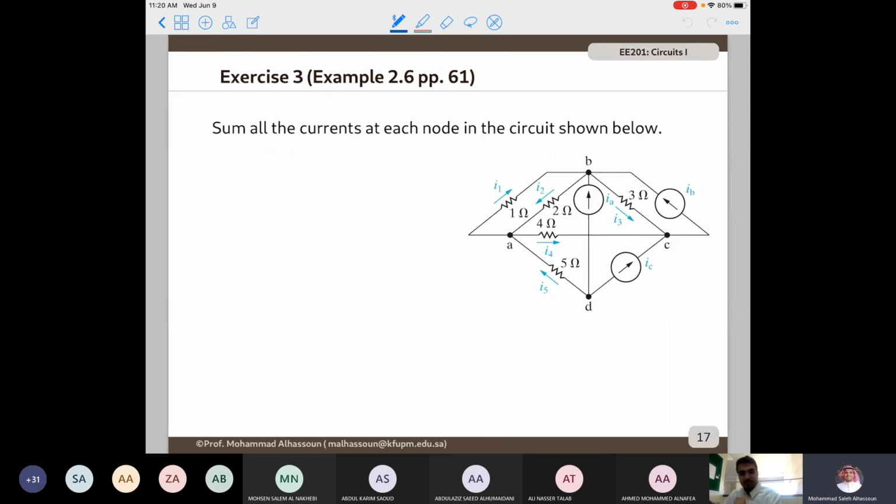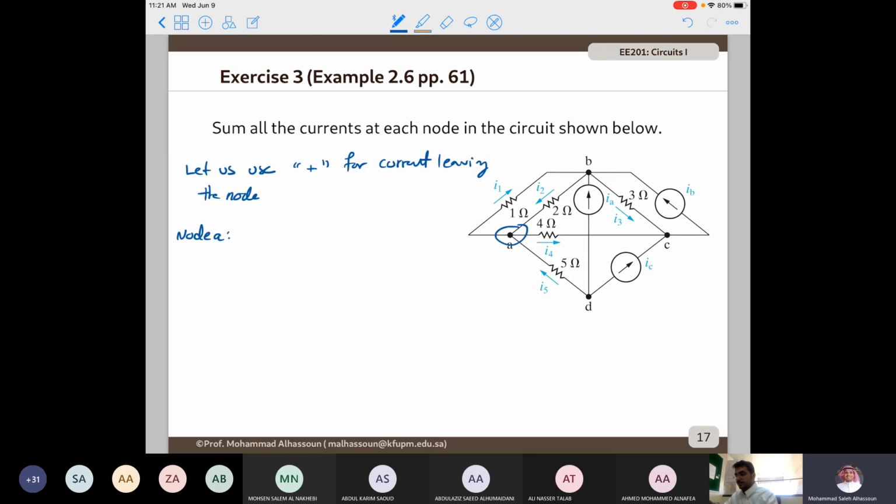So let's take an exercise here. Let's take a specific node, for example node A, and sum all the currents entering and leaving that node. Let us use positive for current leaving the node. So let's start with node A.